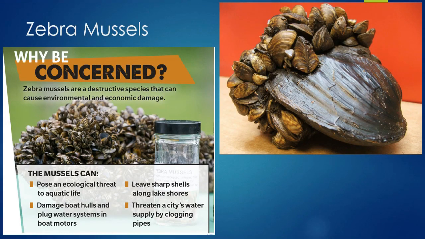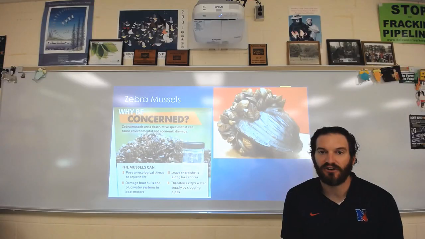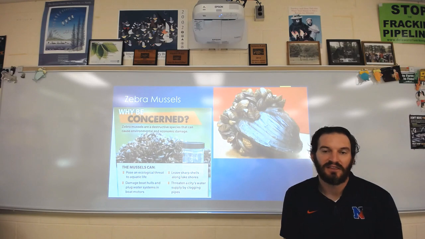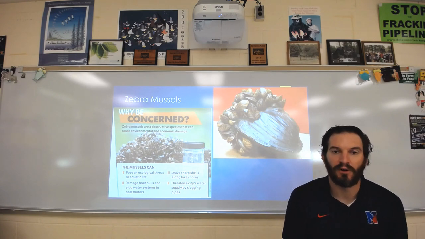Zebra mussels. Zebra mussels are very, very small, prolific reproducers. They grow very, very rapidly. They leave lots of their shells behind, and they grow in really, really dense clusters, which can be dangerous if you're walking on anything like that. They start to damage a lot of our aquatic infrastructure, whether it be pipelines that connect waterways, different areas. They grow on boat motors and stuff like that.